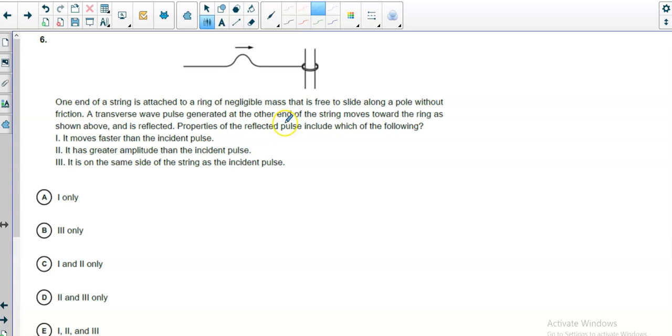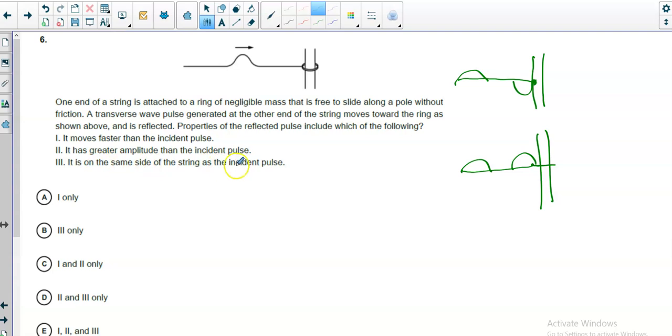One end of a string is attached to a ring of negligible mass that is free to slide along a pole without friction. A transverse wave pulse is generated at the other end of the string and moves towards the ring as shown above. Properties of the reflected pulse include which of the following? So remember, there's two cases here you should have picked up somewhere along the line. One case is where it's fixed to the end. If that's the case, the wave that comes in gets reflected and leaves upside down. If, however, it's free to move, like this situation, then the wave that comes in will leave in the same orientation.